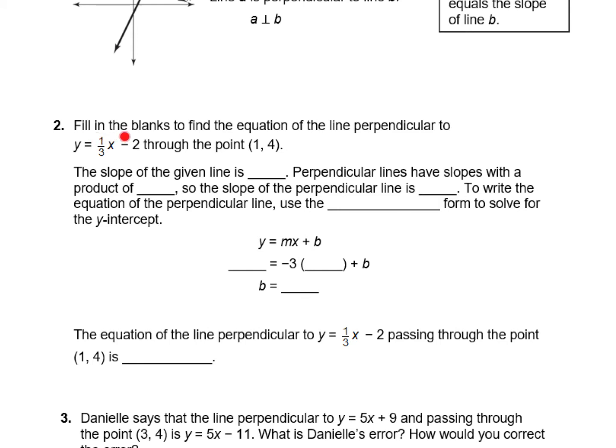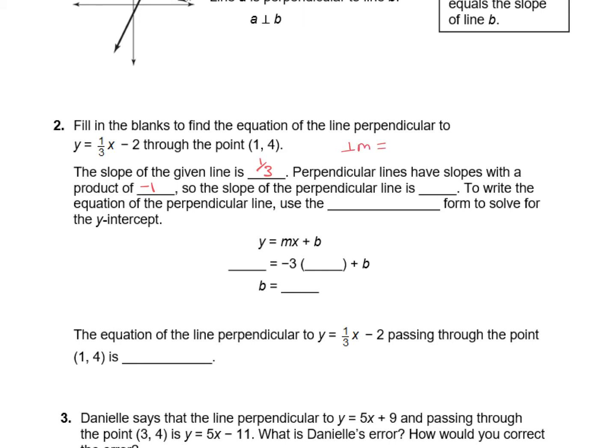All right, so we're going to fill in the blanks to find the equation of the line perpendicular to y equals 1/3 x minus 2 that goes through the point (1, 4). So the slope of the given line is 1/3. If we look at our equation, the slope is always the value with the x as long as you are solved for y first. Perpendicular lines have slopes with a product of -1.